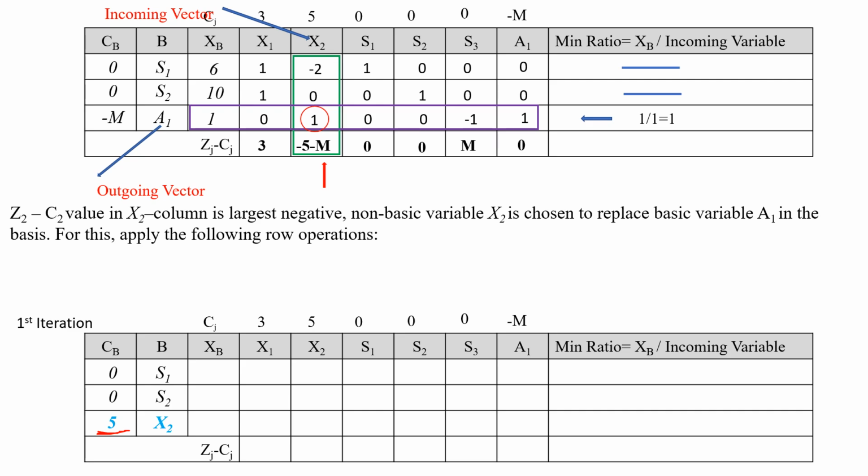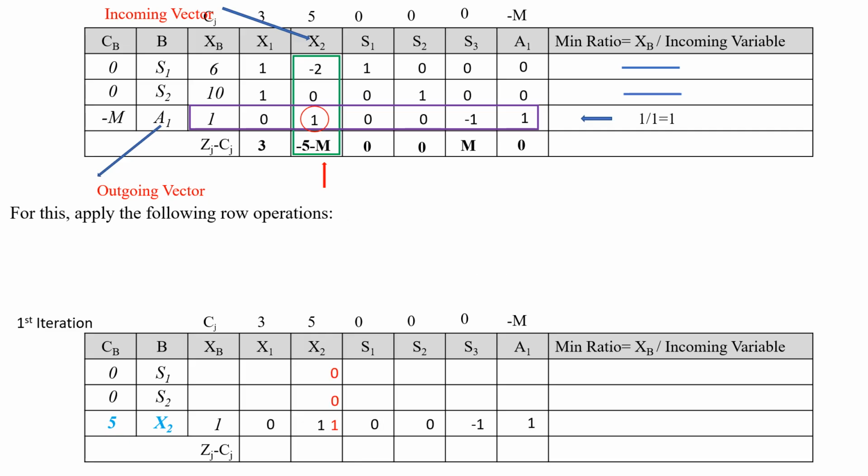Next we have to apply the row operations to get the optimal solution. Before that we have to remember the key element becomes 1 and the remaining elements in the key column should be 0 in the new simplex table.